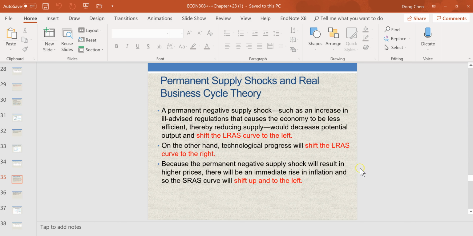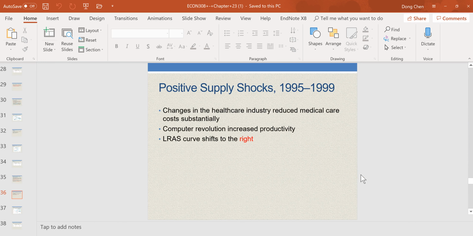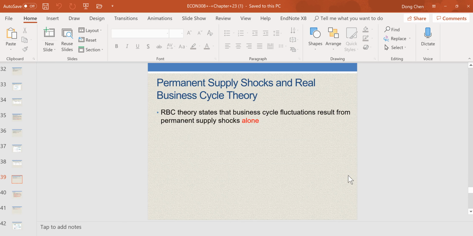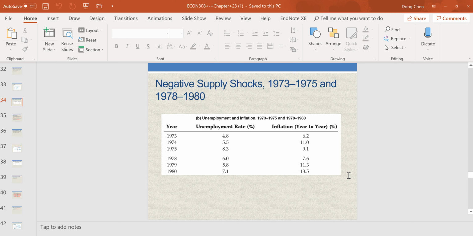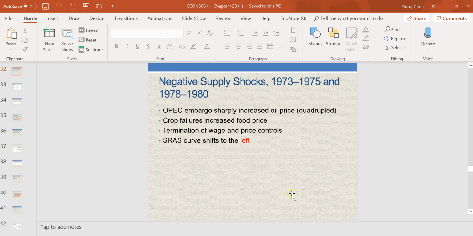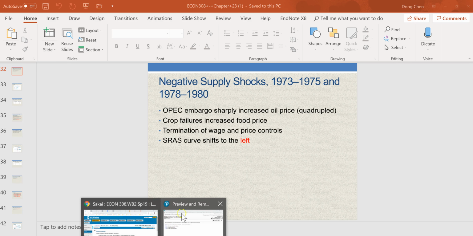And you can also see that from the examples provided at the end of this chapter. So it's positive supply shock. Here you can see that actually the cost reduced, and I think there's another one. Yeah, negative supply shocks. So this is oil price goes up. So that means it's a positive price shock. So it's a negative supply shock.